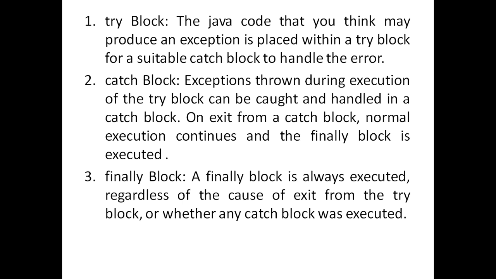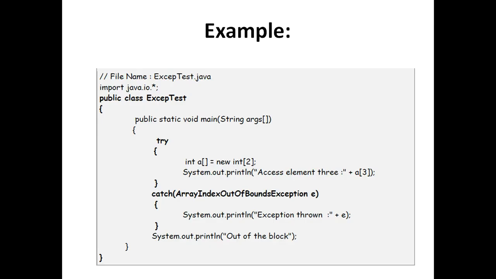So what is a try block? The Java code that you think may produce an exception is placed within a try block for a suitable catch block to handle the error. Catch block: exceptions thrown during execution of the try block can be caught and handled in a catch block. On exit from a catch block, normal execution continues and the finally block is executed. A finally block is always executed regardless of the cause of exit from the try block or whether any catch block was executed. Let's see an example of the exception handling technique which includes the try and catch block.